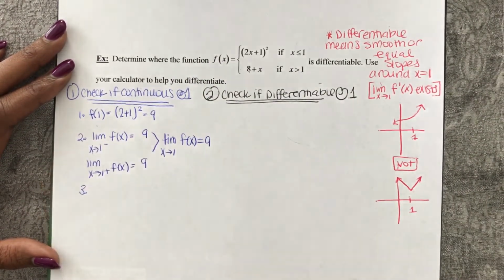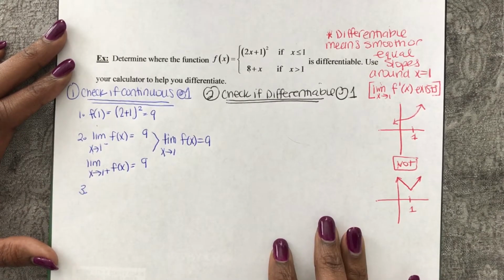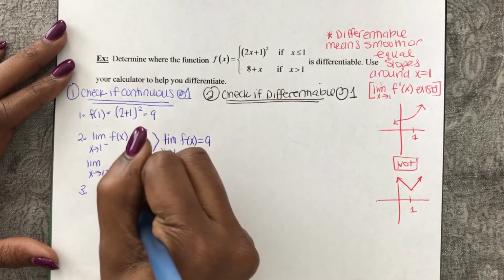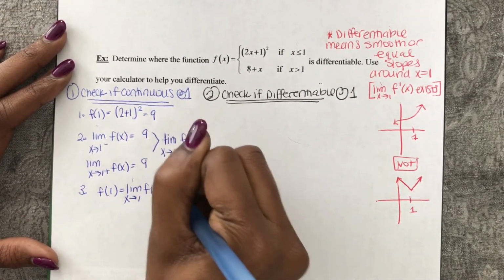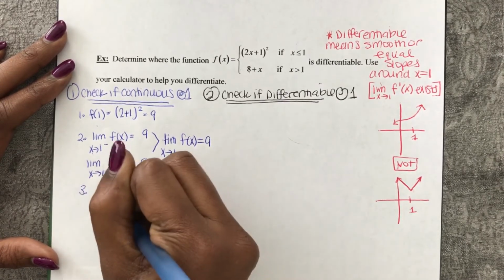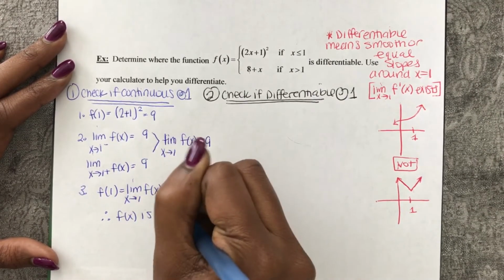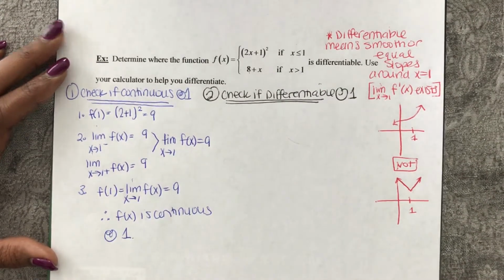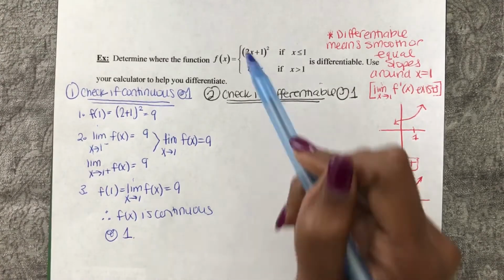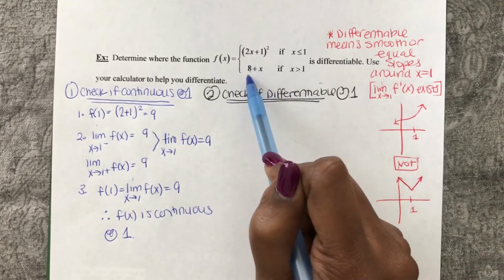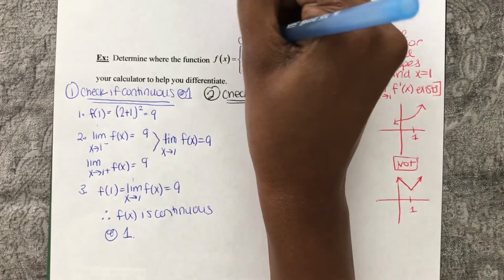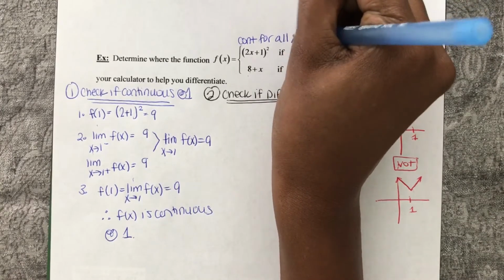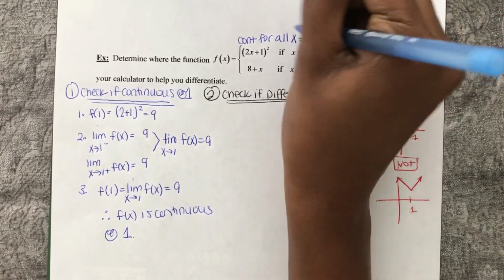So then the third part of continuity that we must show is that f of 1 equals the limit as x approaches 1 of f of x, which equals 9. Therefore, f of x is continuous at 1. So now that we know that it's continuous at 1, and it's continuous less than 1, and it's continuous above 1, so it's continuous for all x not equal to 1.